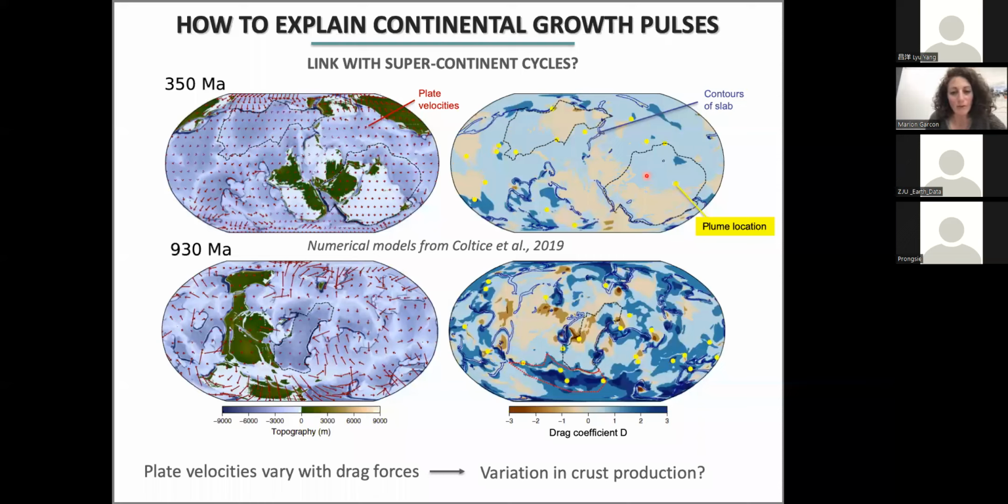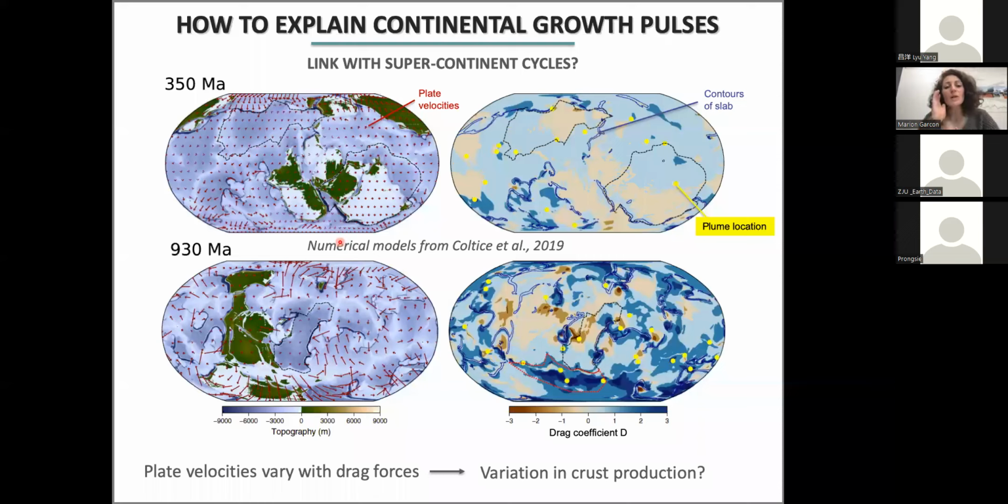So what I would like to suggest here is that the episodic growth of continental crust might be just the normal expression of the supercontinent cycles. There is no need to involve catastrophic events such as superplume activities. And these variations in plate velocities, through basically the formation of a large number of subduction zones, could explain the variability that we see in the production of continental crust. I would say, naturally, just the natural expression of plate tectonics, in fact.